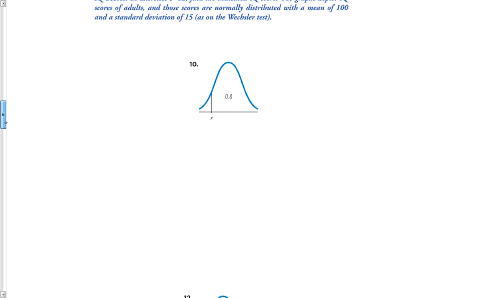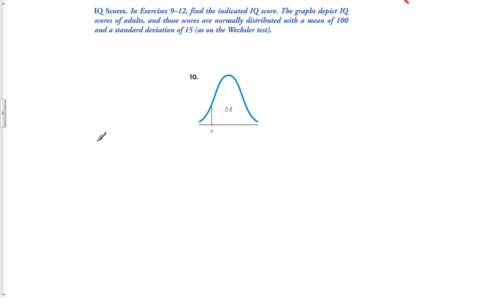So let's go ahead and look at an example of that. IQ scores. So in this example, we need to find the indicated IQ score. So now we're looking for a score and we're going to be given an area.